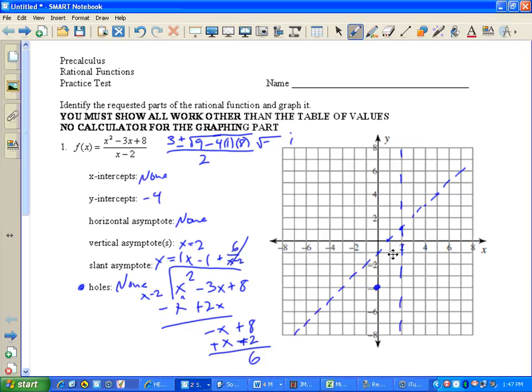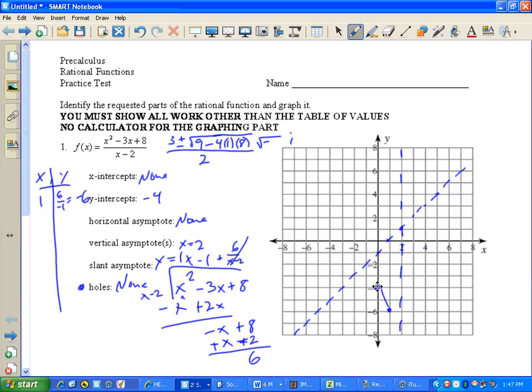Okay, so now I've got 1 point in this area. Maybe I want 1 more point, so I'm going to plug in 1. I'm just going to make a table of values over here. So I put 1 into my function. I'm going to get 1 minus 3, which is -2, plus 8, which is 6. On the bottom, I get -1. So this is -6. So 1, then down 1, 2, 3, 4, 5, 6.